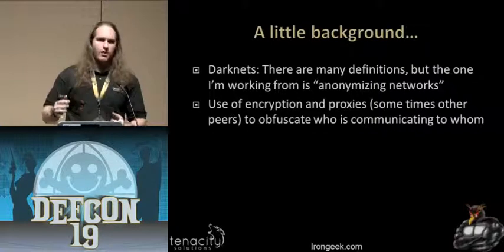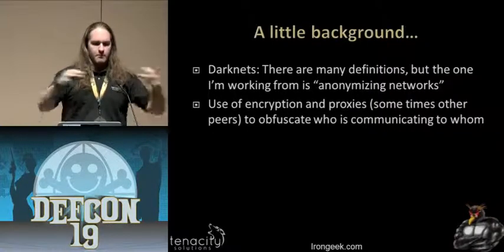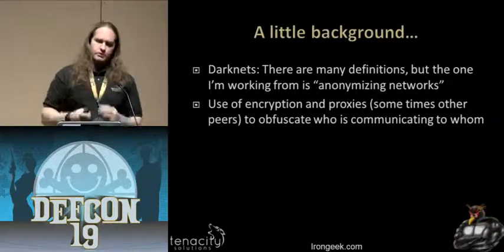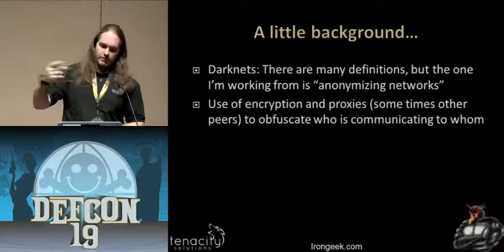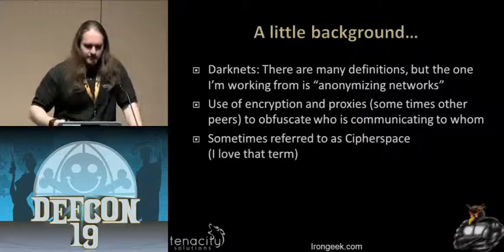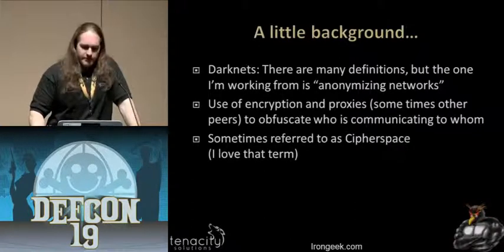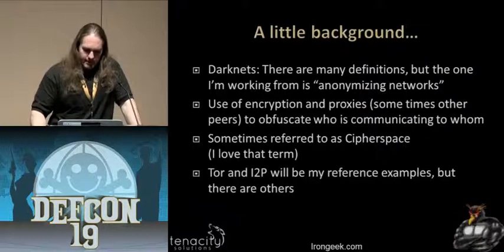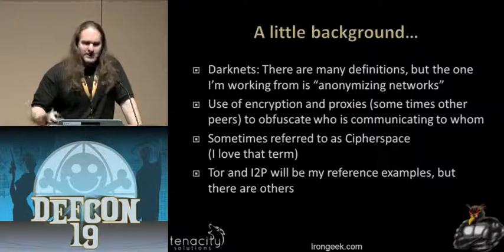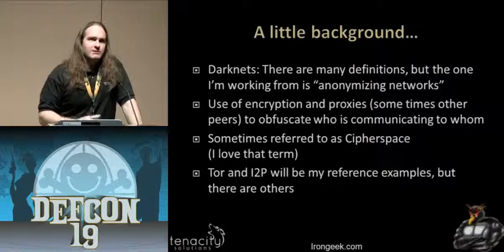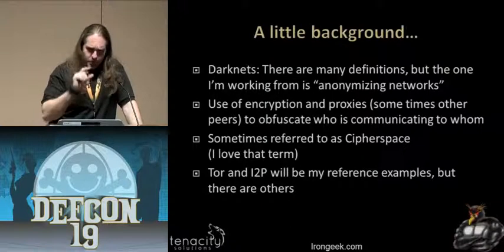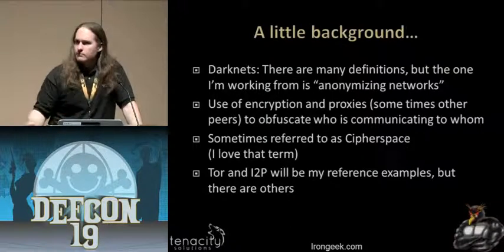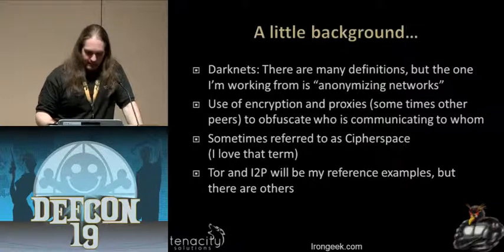Generally speaking, these darknets are also known as mixed nets, where you have multiple proxies that you hop through and different levels of encryption so that you can communicate and people don't know both where you're communicating to or what you're communicating. I also love the term cipherspace, and that might be a clearer term to use for some of these networks. The two I'll be using as reference examples are, of course, Tor and I2P, but there's a lot of other ones, and some of the attack strategies that we're talking about here are very academic, and there's actually mitigations in place in both Tor and I2P to hopefully make them not be nearly the size of a problem that they could be.